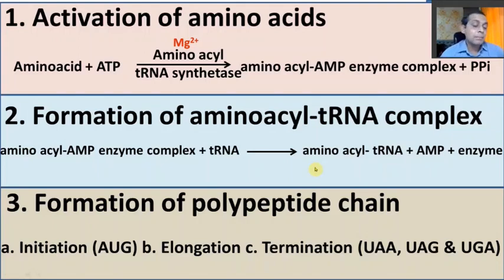And the third step is formation of the polypeptide chain, the final step, which is going to involve three sub-steps: to start, to elongate, and to stop. The polypeptide chain is going to start with AUG and end with any one of the three stop codons: UAA, UAG, and UGA. So let's start with the first step.